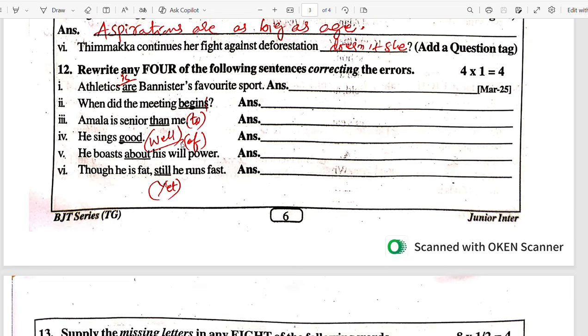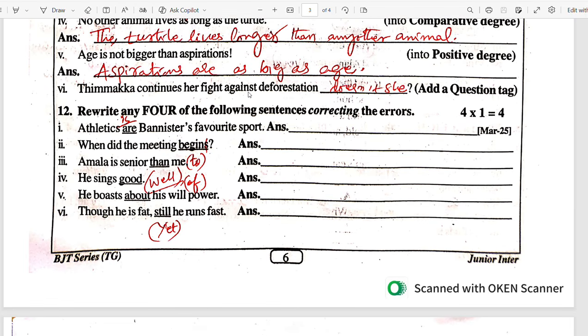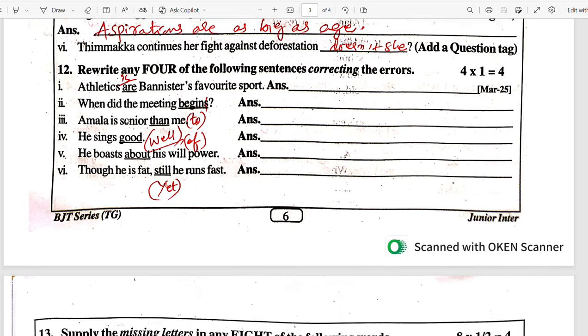Next, read next. Timmakka continues her fight against deforestation. Timmakka continues. This is simple present tense. Timmakka continues her fight against deforestation, doesn't she? So here the student should focus. If the statement is positive, the question tag is negative in the same tense. If the statement is negative, the question tag is positive. Let's focus on this.